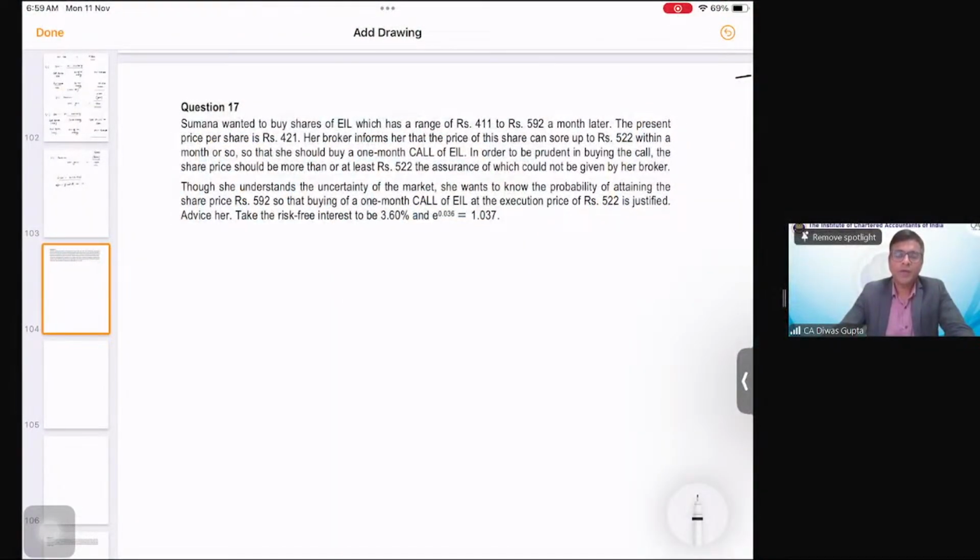Today we will continue with the topic of derivatives. So let's start with question number 17. Till the previous sessions we have completed till question number 16. These are from the assignments.